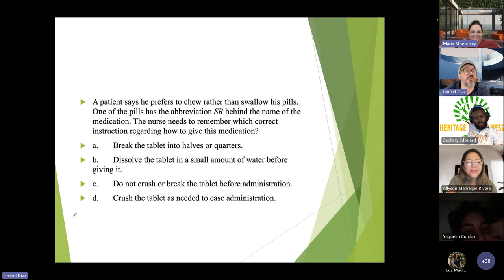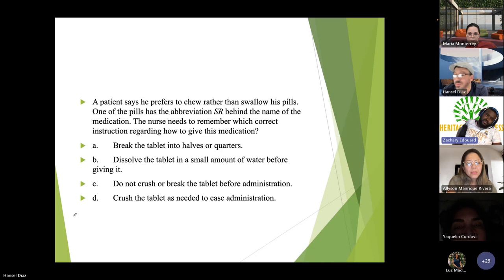The patient says he prefers to chew rather than swallow pills. One of the pills has the abbreviation SR behind the name of the medication. The nurse needs to remember which correct instruction regarding how to give this medication. See, you do not crush it. No, do not crush. Never crush. Not for the PEG tube, not for the patient who wants to crush it. Do not crush it. Yeah, call the pharmacy, ask for another.